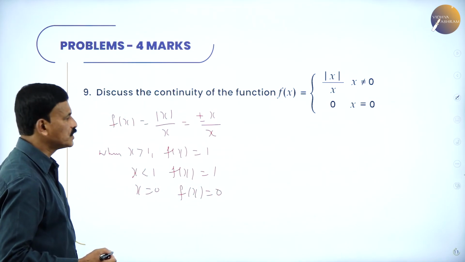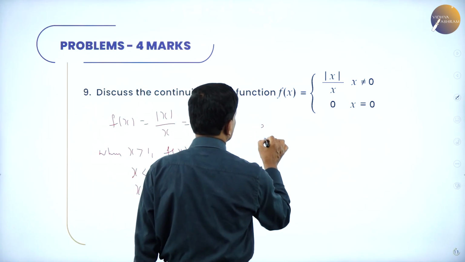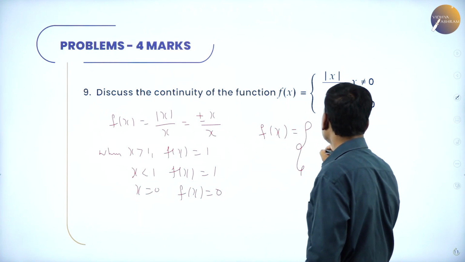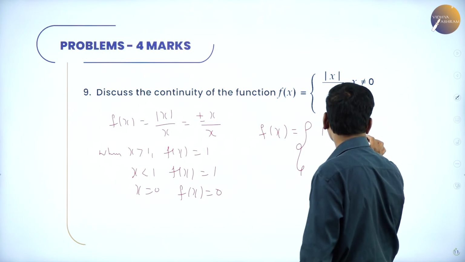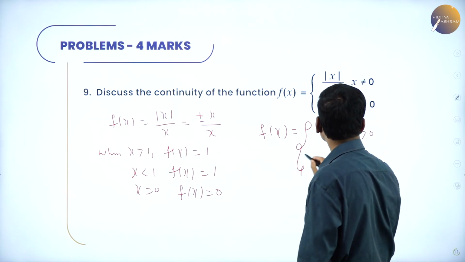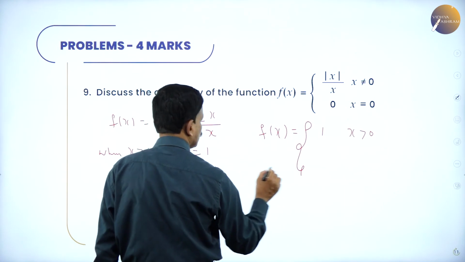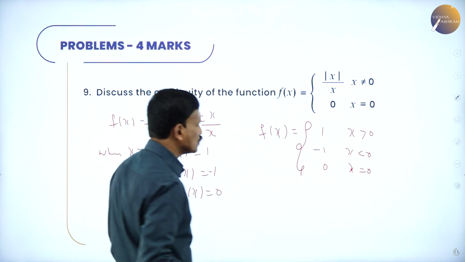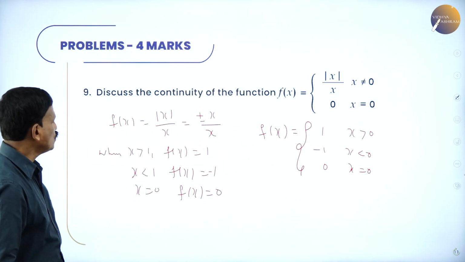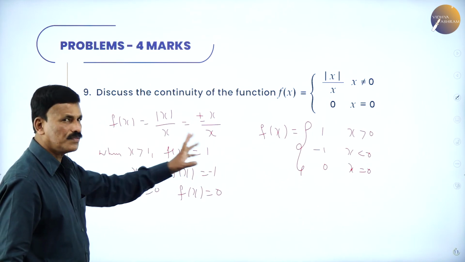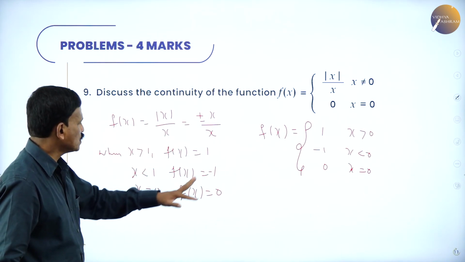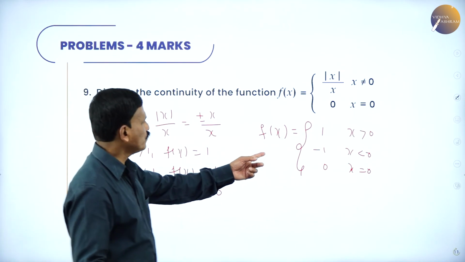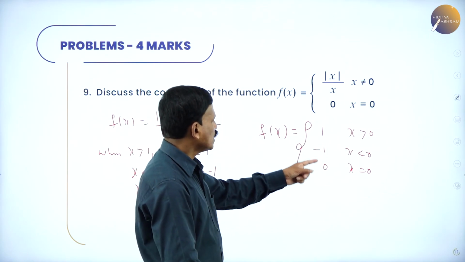So therefore this f of x can be written as: f of x is 1 when x is greater than 0, f of x is equal to minus 1 when x is less than 0, and 0 when x is equal to 0. 1, minus 1 and 0 are the values. Therefore, f of x is equal to 1, minus 1 and 0.